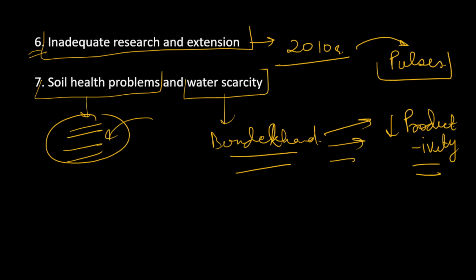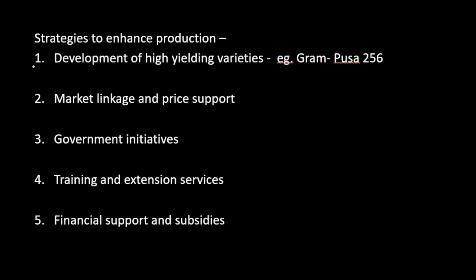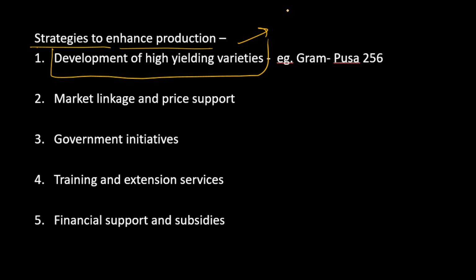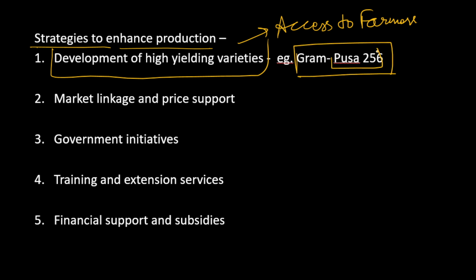Okay, now let's move to the second part of the question, that is strategies to enhance pulse production. So, what are the strategies? First of all, we can develop various high yielding varieties, and not only develop them but get them to farmers, so that farmers have access to these varieties. For example, I have written here one of the high yielding varieties of gram, that is Pusa 256. There are various high yielding varieties, and you can add them as examples.